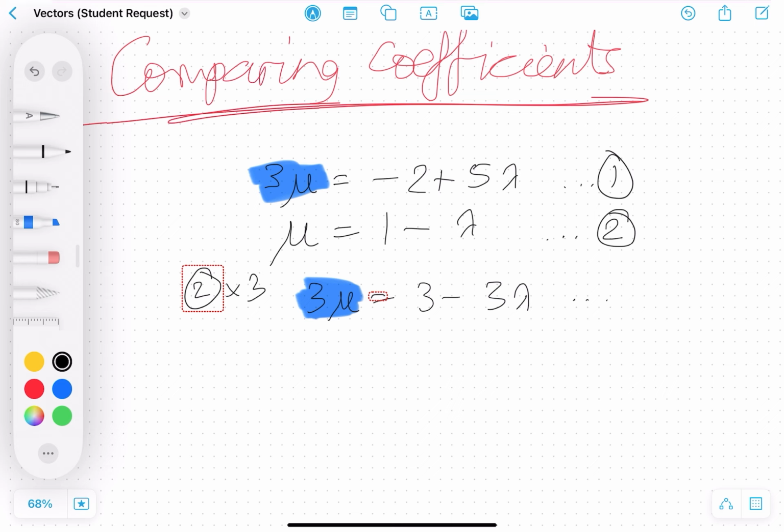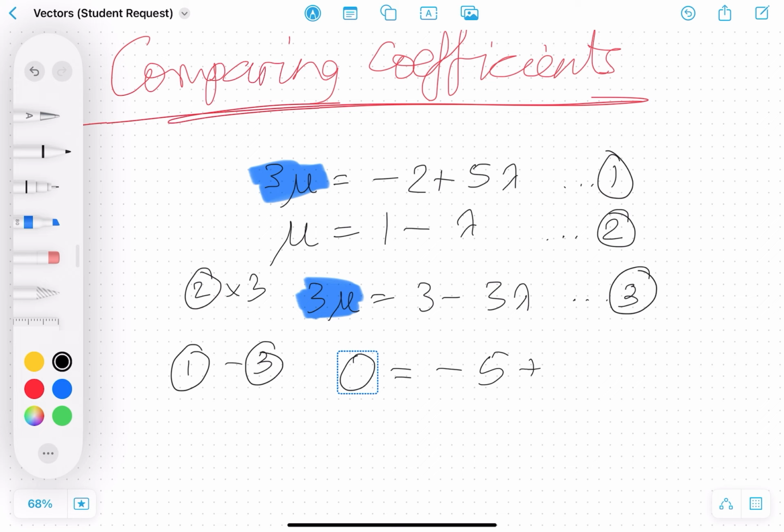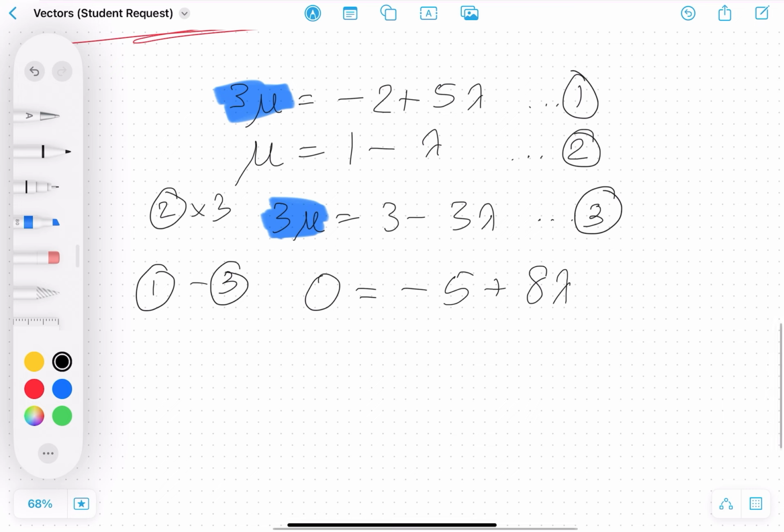let this be 3. So now if we do 1 minus 3, we get that 0 is equal to negative 5 plus 5 lambda minus 3 lambda, which gives us plus 8 lambda. And so we get that 8 lambda is equal to 5, which gives us that lambda is equal to 5 over 8. And so that would be our answer for lambda.